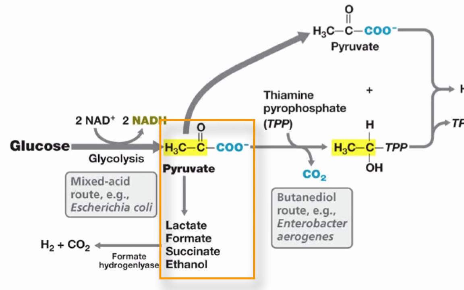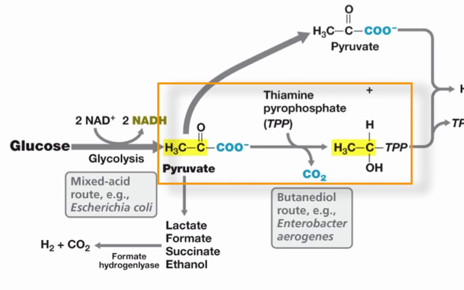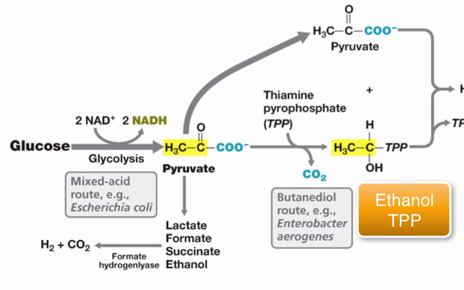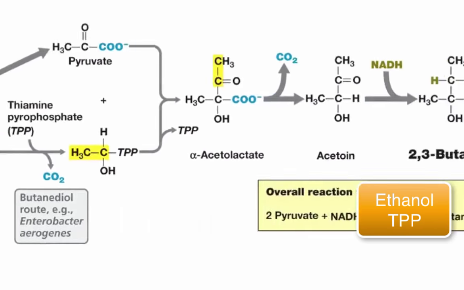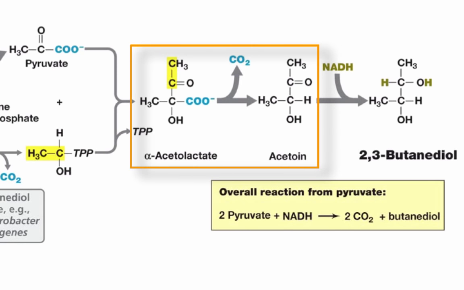Now, from pyruvate, you can generate the acids lactate, formate, succinate, and ethanol. And formate, by formate dehydrogenase, can become hydrogen gas and CO2. But we can take pyruvate and have the cofactor thiamine pyrophosphate, TPP, and that can mediate the decarboxylation of pyruvate to generate this TPP intermediate. And with another pyruvate molecule, you can combine these two into alpha-acetolactate.